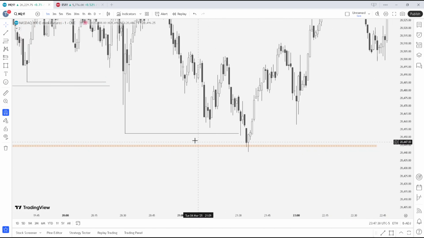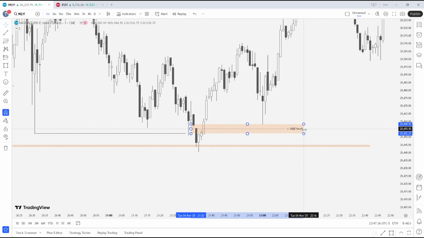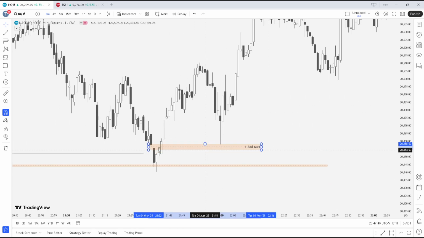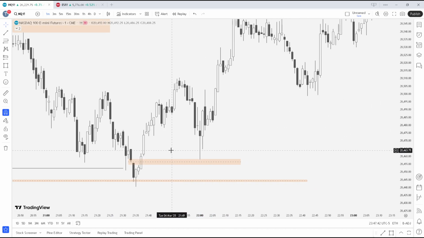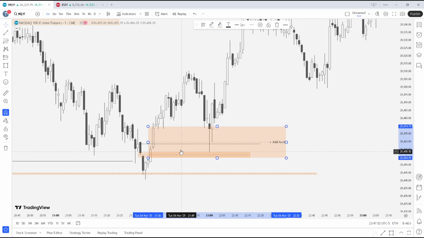So we just respect the BISI, sweep liquidity, create this inversion, tap into it, instantly displace. And you can also see here, it's a BPR as well. We also have bullish breaker, because this is a BISI right here. So that becomes a unicorn.